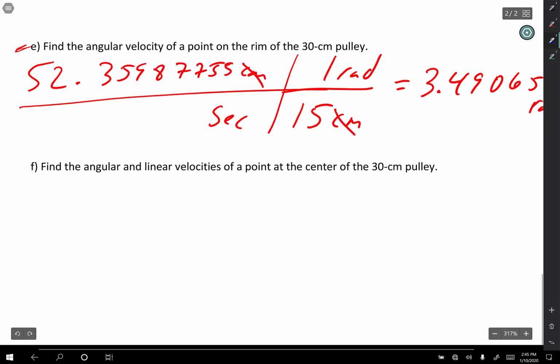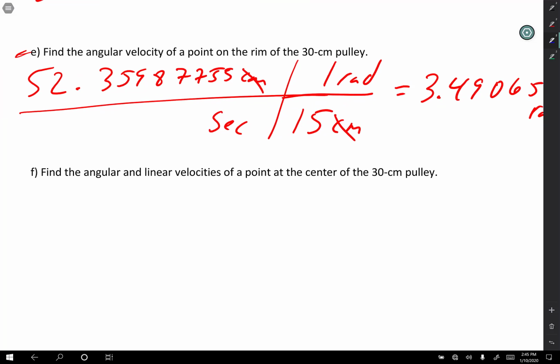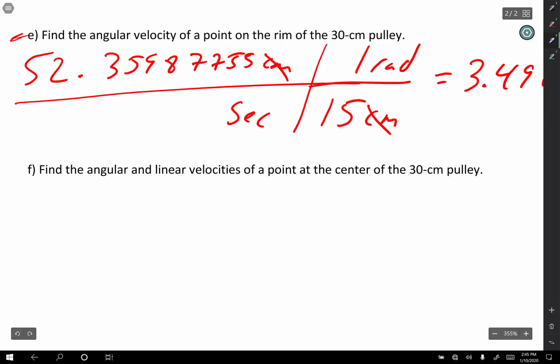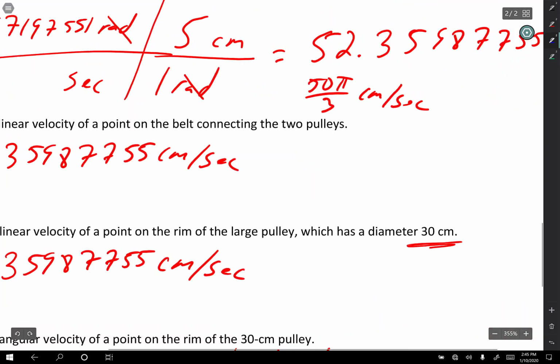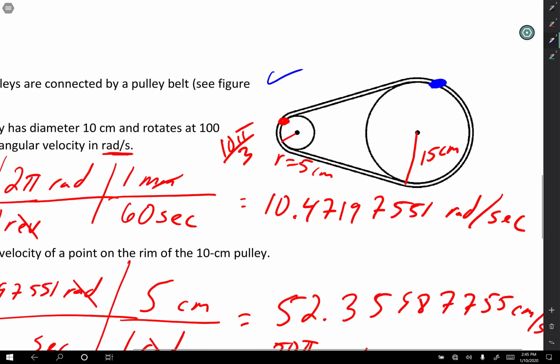Okay. All right, letter F. Good questions, by the way. Keep asking. I want you to. All right, ready, Ms. Tiff? Find the angular and linear velocity of the point at the center of the 30 centimeter pulley. Okay, let's do the easy part. Linear velocity at the center.